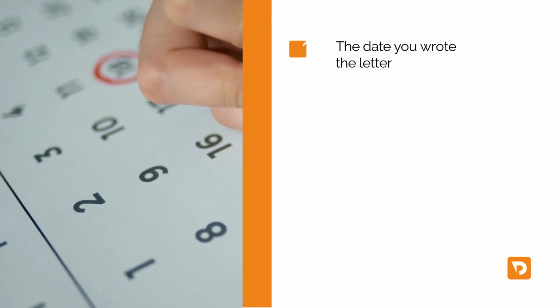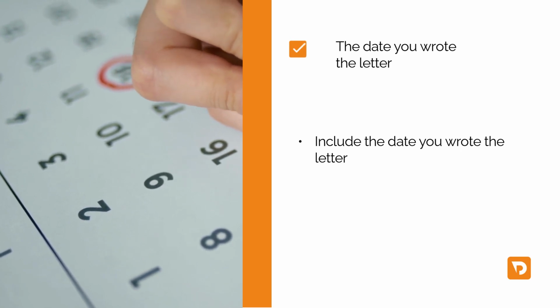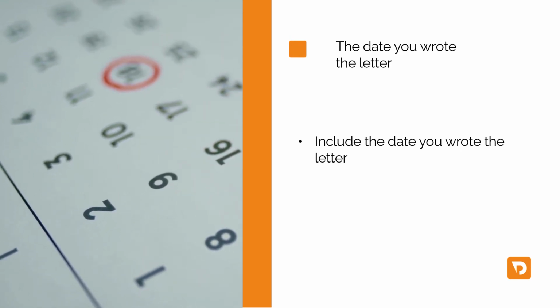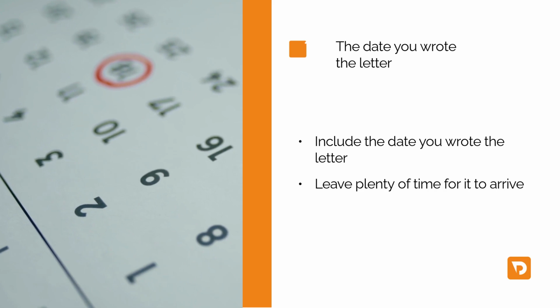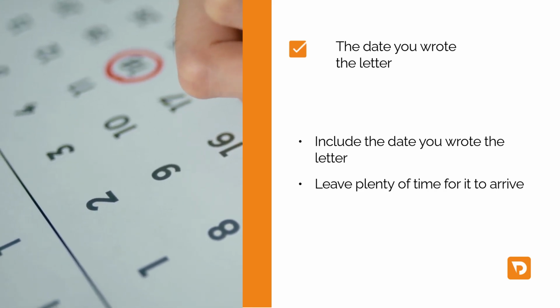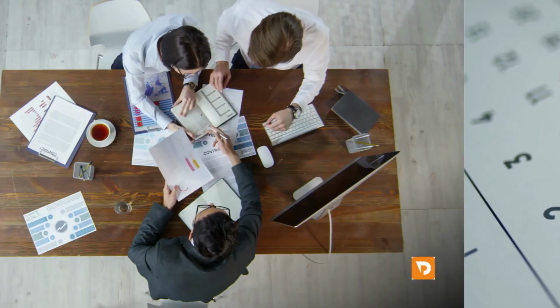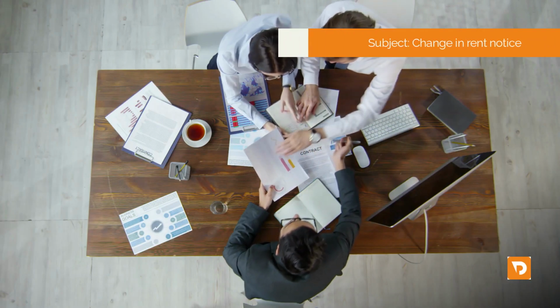You'll also need to include the date you wrote the letter before increasing the rent amount, and you need to include a few days for it to arrive before the start of the notice period. Realistically, if you're giving a 60-day notice, you should allow for 65 days, giving the letter plenty of time to arrive. A change in rent notice is the subject of the letter.